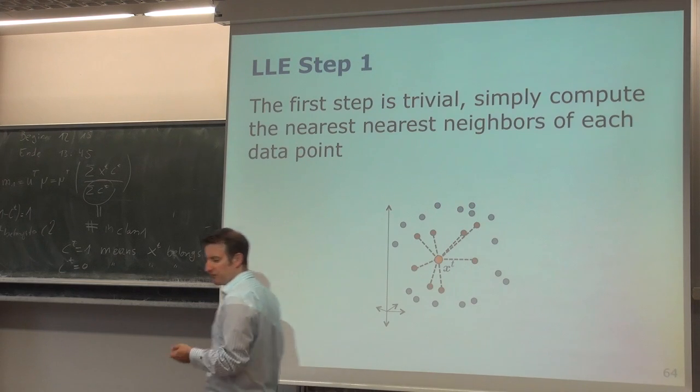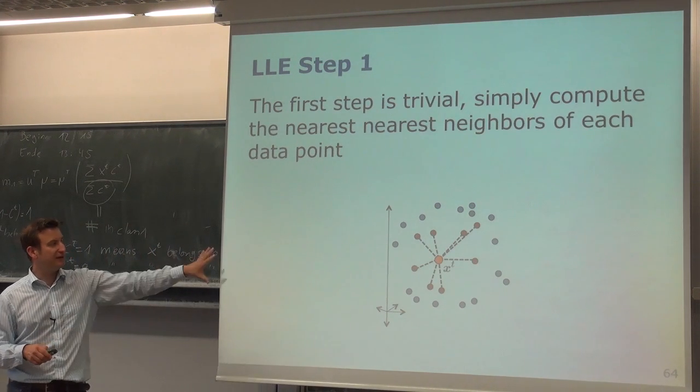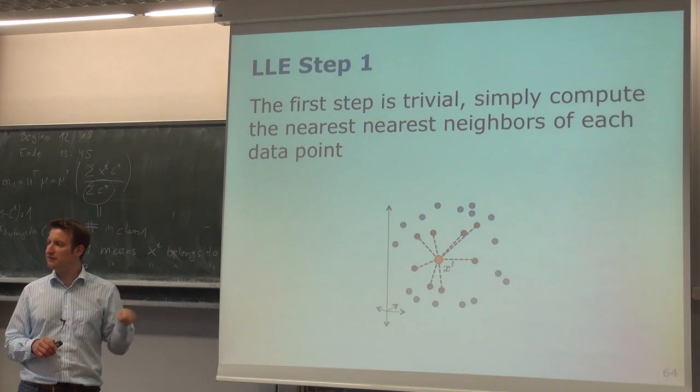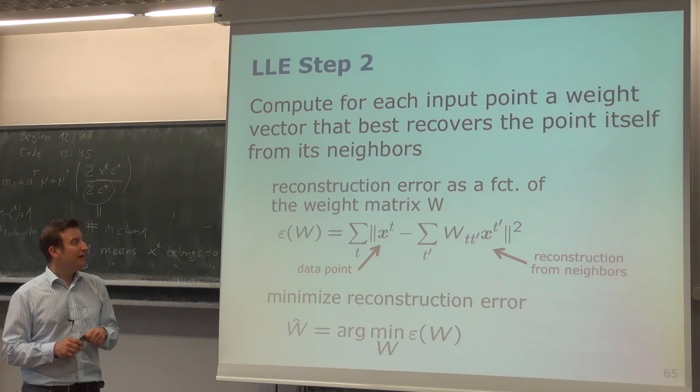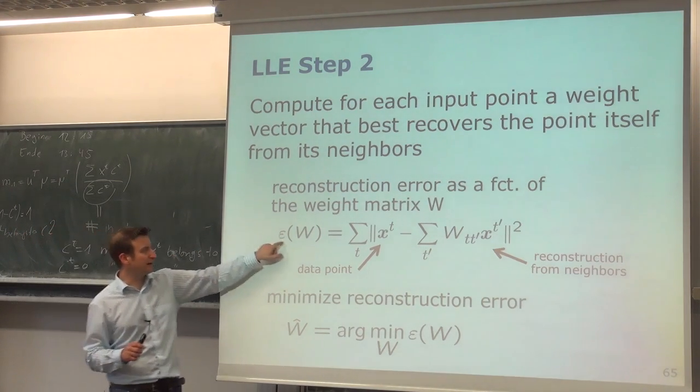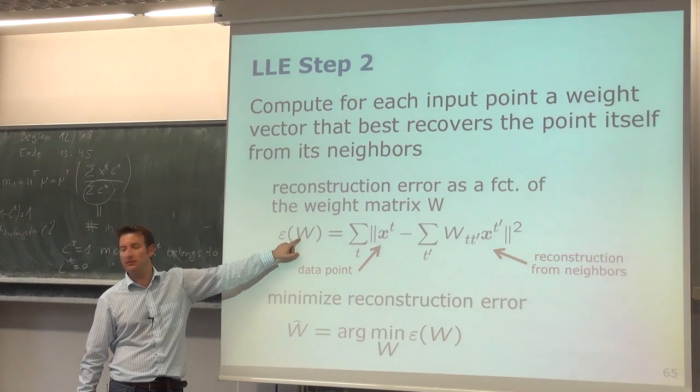And these are again then the three steps that I do. First thing is just a nearest neighbor query. Nothing else happens. Just identify for every point its neighbors. And what I then do, this may sound a little bit tricky, but it's actually not tricky. I have an error function which depends on my weight matrix W.